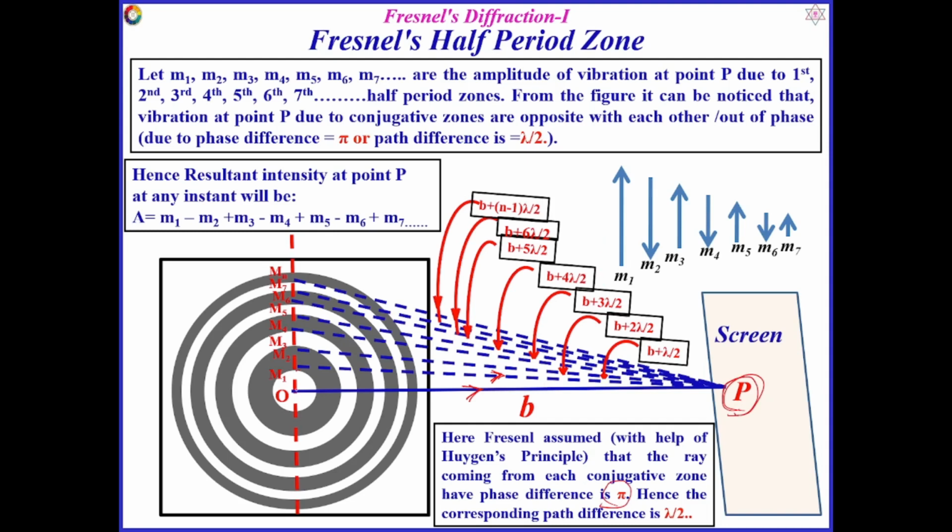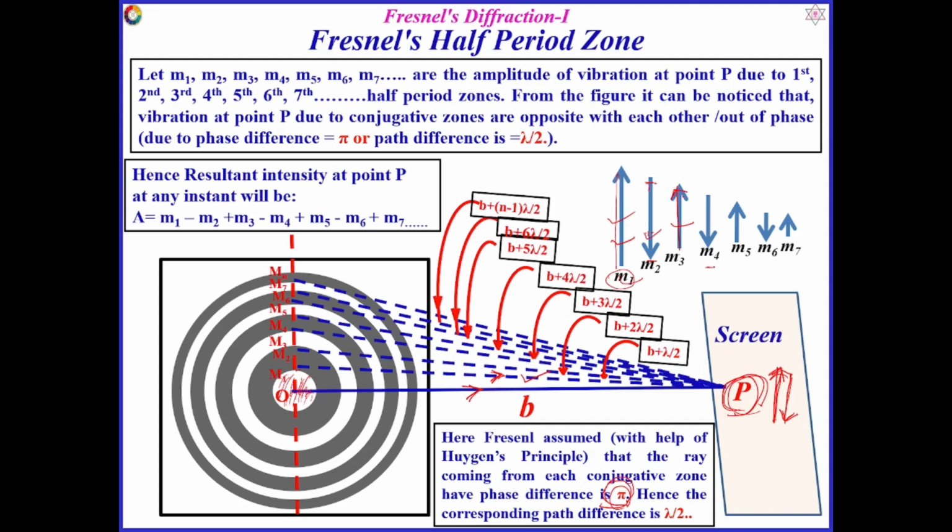Phase difference pi means, suppose the light coming from the first half period zone and falling at point P has amplitude m1, and its vibration at point P is along this direction. Due to the second half period zone, it will be in the reverse direction, because the phase difference is pi. So if the vibration due to the first half period zone is in this direction, for the second half period zone it will be this one. If the first amplitude is m1, the second will be somewhat lesser and reversed to the first. For the third, again there is a pi phase difference compared with the second, so it will be reversed with respect to the second, along this direction, and again its amplitude is reduced.